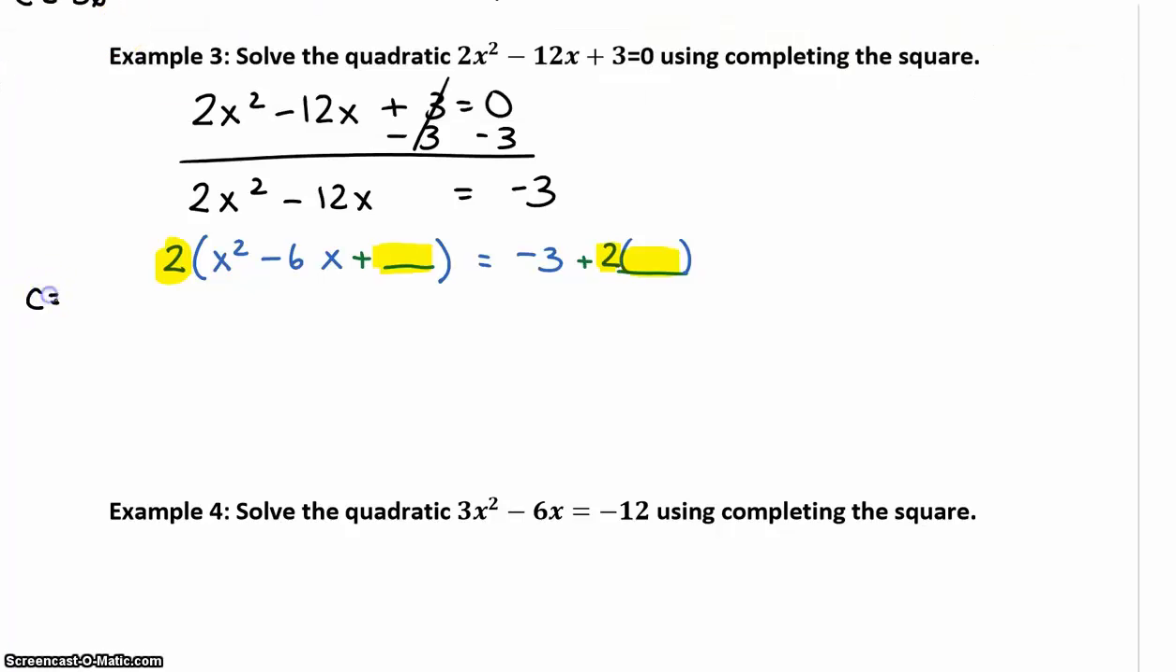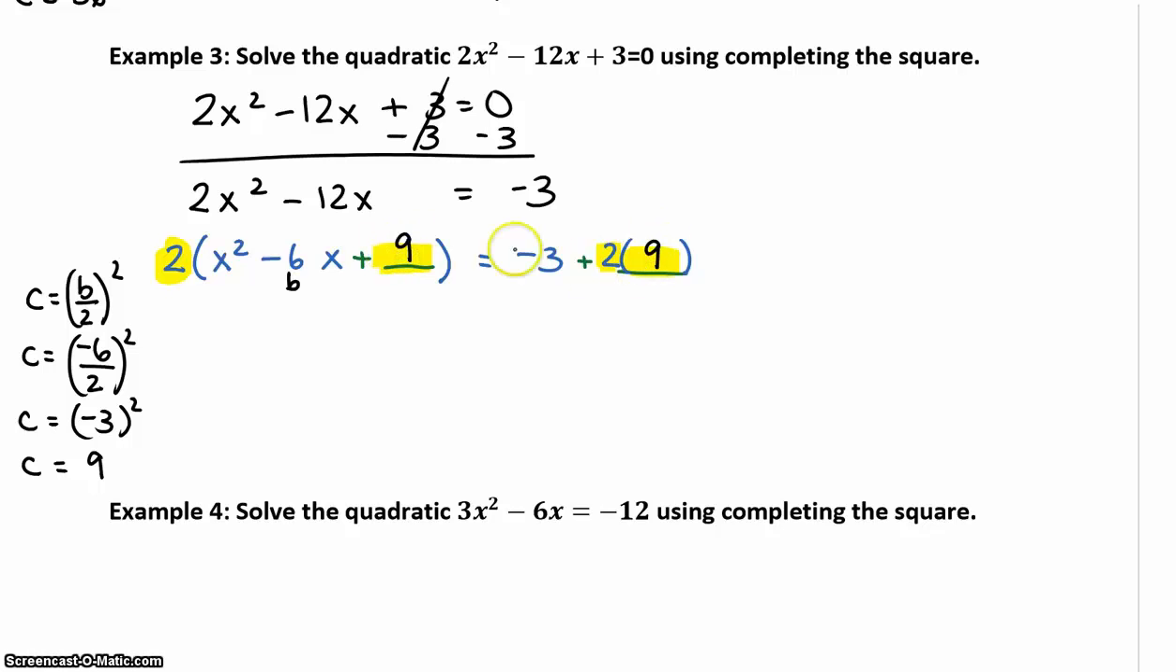We're going to go ahead and find the c value by taking the b, dividing it by 2, and squaring it. In this case, b is negative 6. c equals negative 6 divided by 2 squared. c equals negative 3 squared. c equals 9. All right. So now we have 9 in the blank spaces, and notice it's 2 times 9, 2 times 9. That'll kind of balance itself out, and we continue the process.